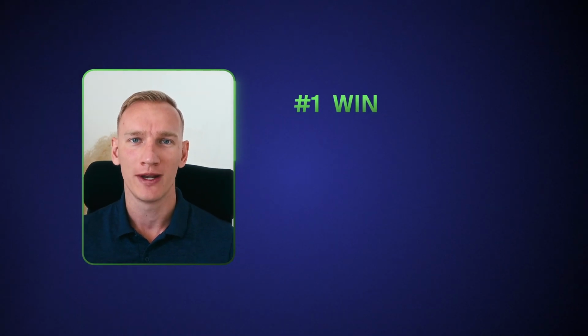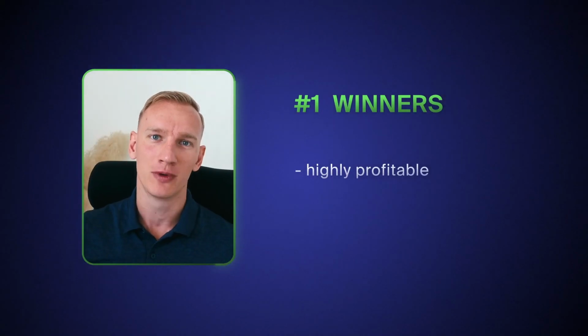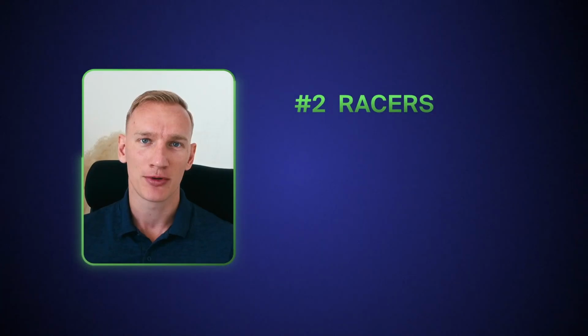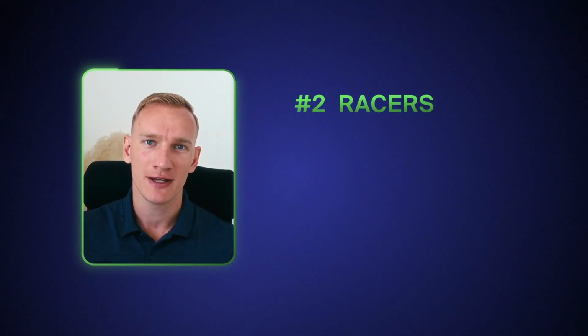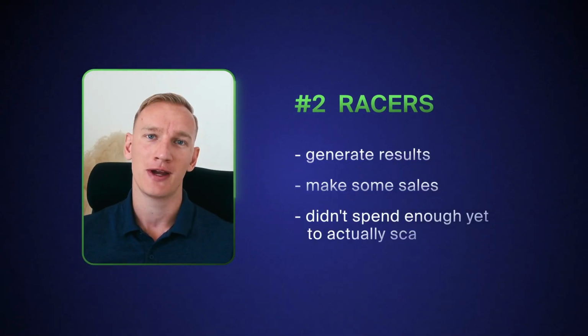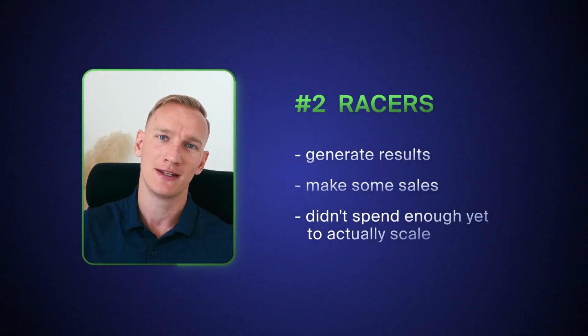First of all, we have the winning products. These are highly profitable with a good spend, so you can easily scale them. Second of all, we have the racing products. These are products who are still in the race, generating results and make some sales, but they didn't spend enough yet to actually scale them and move them higher up in the other campaigns.